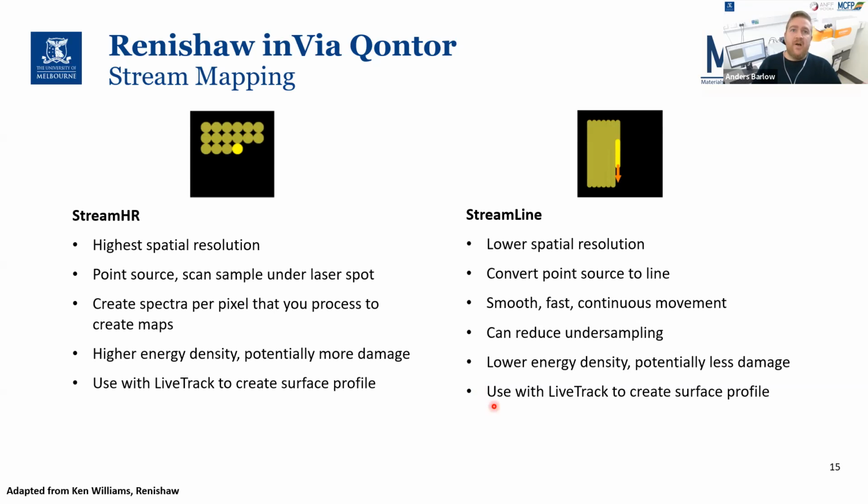So you can keep that line in focus on the surface as well. Naturally, this sort of technique can be very useful for mapping inhomogeneous and homogeneous samples as well. But most recently, the work that we've been seeing on our instrument using StreamHR is simply to cover large areas with low intensity, low damage, and get a very good general overview of the composition of samples.